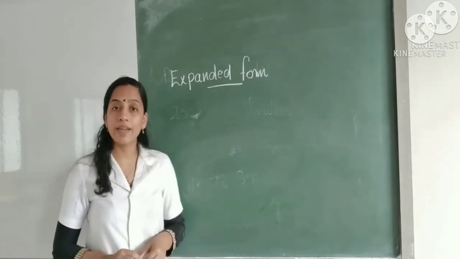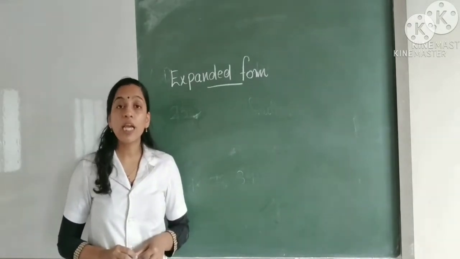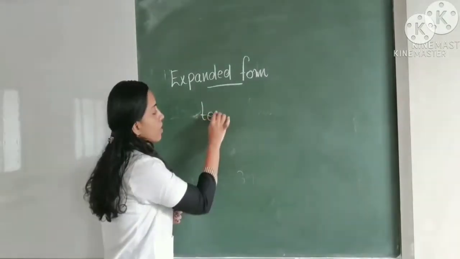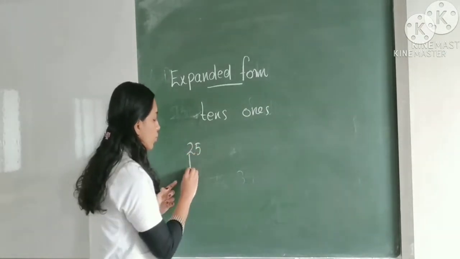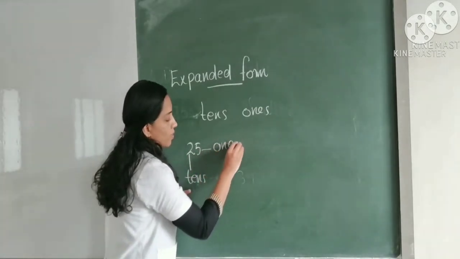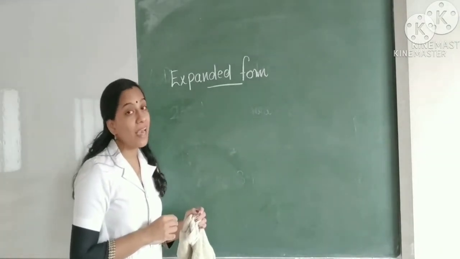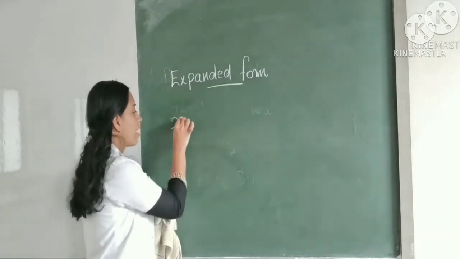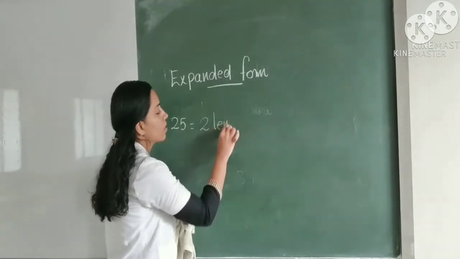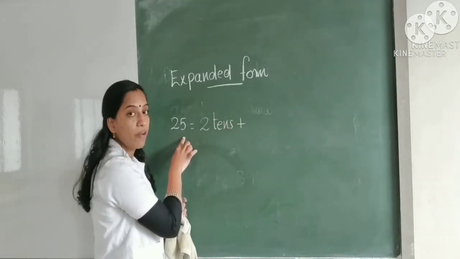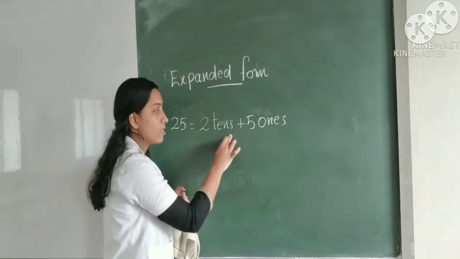Next, let us learn about expanded form. Let us learn how to write the numbers in its expanded form. We know a two-digit number contains two places, which are the tens and ones. For example, in 25, this number contains two tens and five ones. Right? Let's see how to write the expanded form of a number. So first we will write two tens plus, how many ones are there in 25? Yes, five ones. So we write five ones. That is, 25 has two tens and five ones.